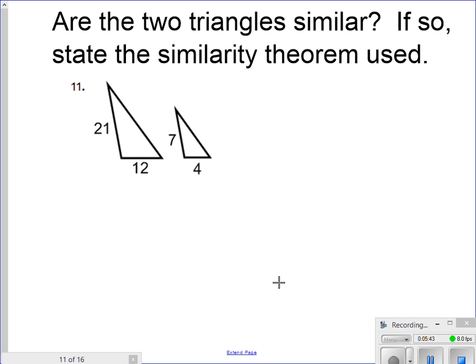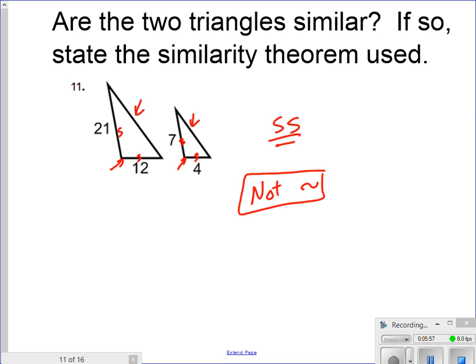Number 11, are these two similar? Well, we have two sides in both. There is no SAS. We don't know anything about this angle, and we don't know anything about the other side, so these two things are not similar. We don't have enough information.